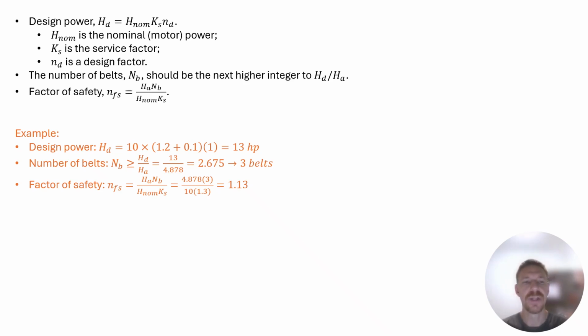So HA times the number of belts over H nominal times Ks, and that gives us 4.878 times 3 divided by 10 times 1.3, so that's 14.6 divided by 13, and that's 1.13. That's our factor of safety for these belts.